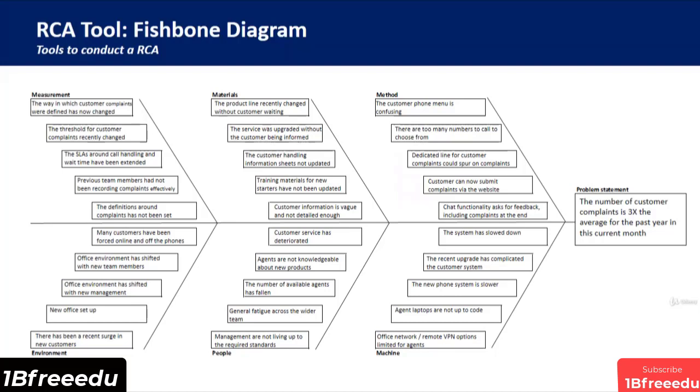But it's about really identifying all the different avenues, right? We've got management on there. We've got fatigue. We've got the reduction in the number of staff. We've got new products. We've got customer service. What can we put on there to really show that we've thought about every potential cause?